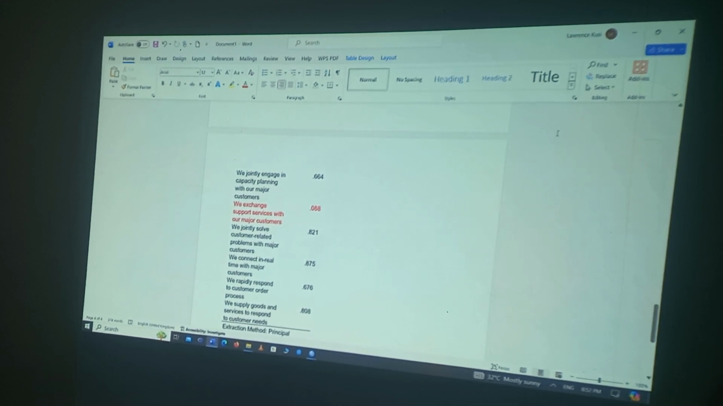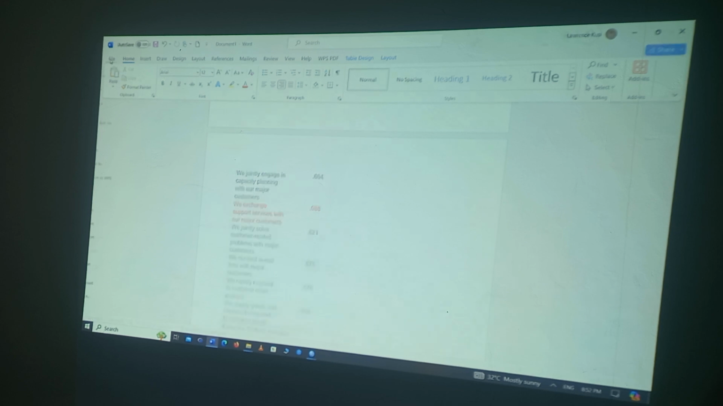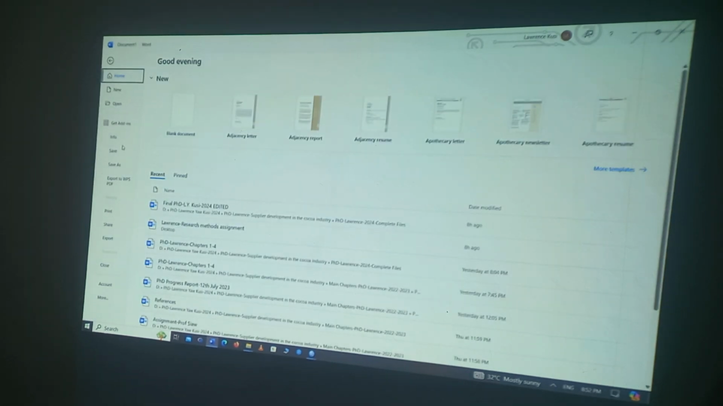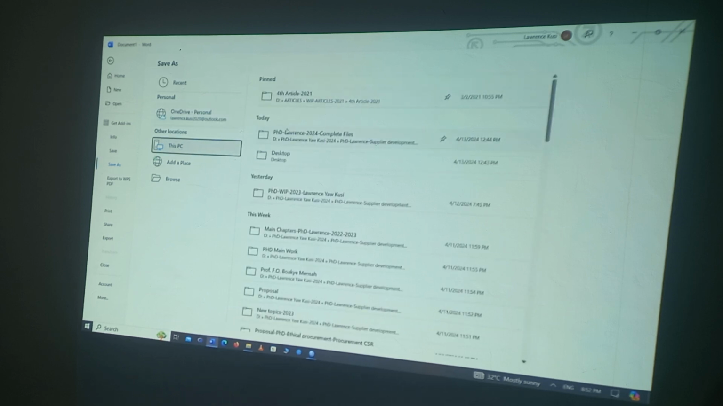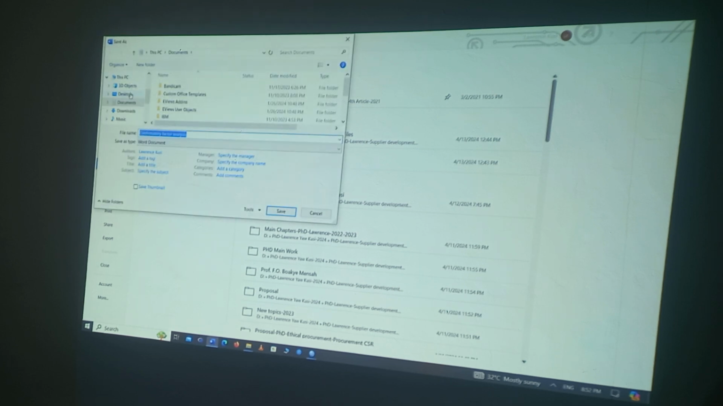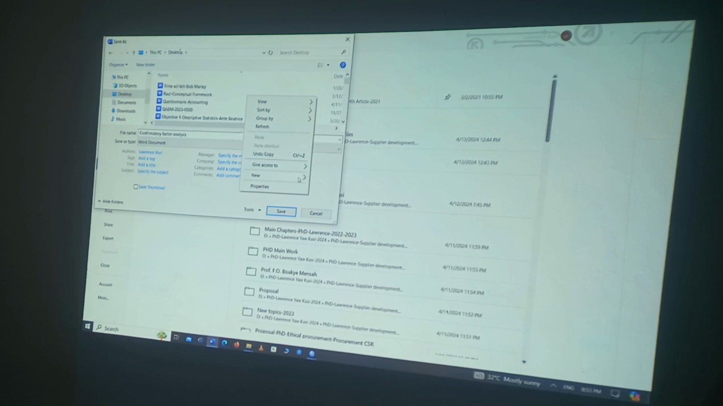Pay close attention to the shortcut. If you want to continue with the other constructs, you don't need to reset it again. You just need to offload the indicators of that particular construct, then you bring in the new one, then you click OK. Then it will run the analysis for you. Do you get it?